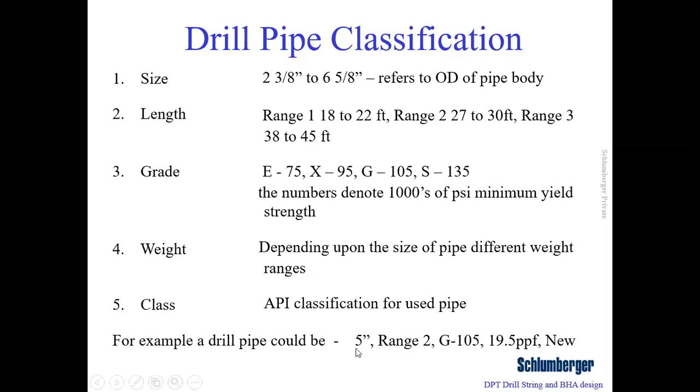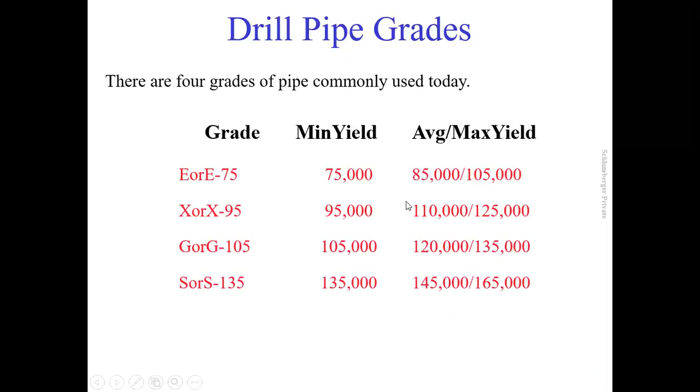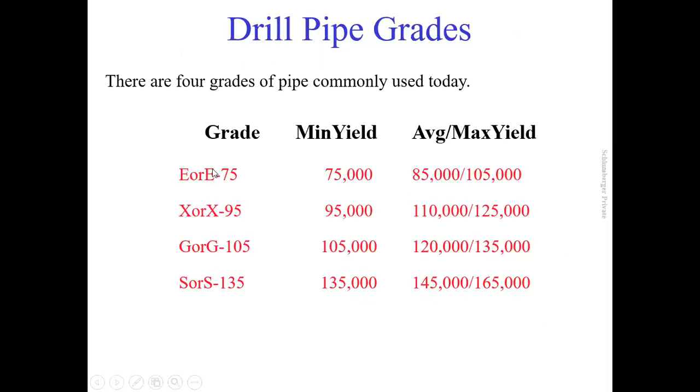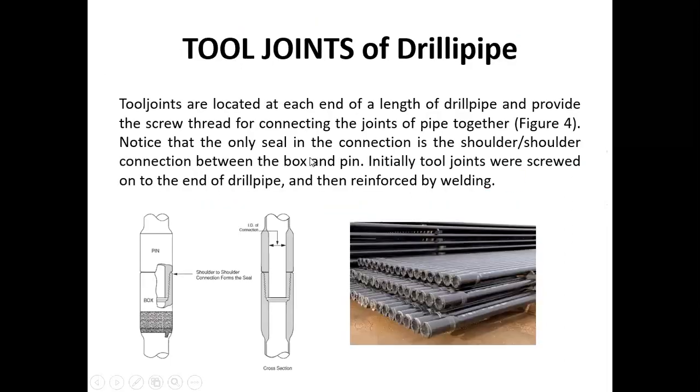Likewise, these are the specifications we mentioned on the drill pipe. For E, X, G, S, four different kinds of drill grades are available. Mostly we use the E or X because they are cheaper to use.